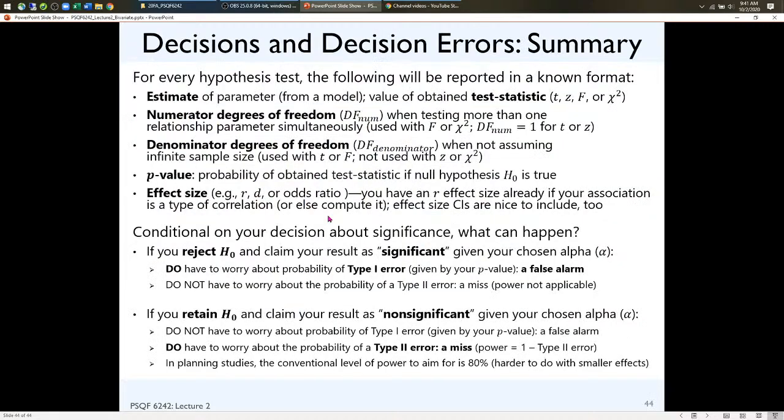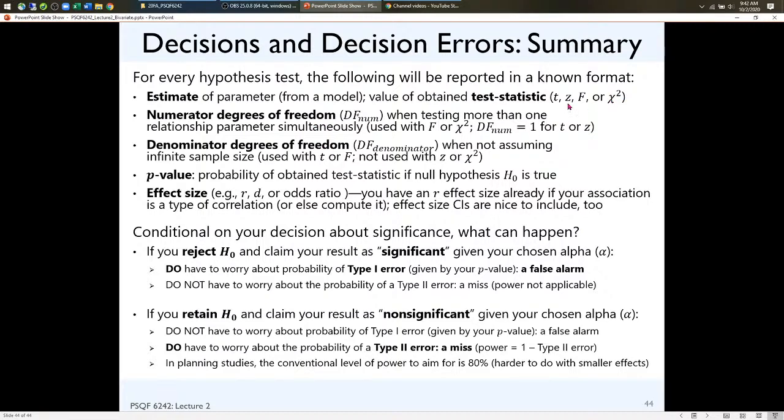So there we go. Wrapping things up in terms of the information that you would want to give your readers about bivariate analyses: if you're conducting bivariate analysis in the context of a model, you would have a parameter estimate. We don't have those yet, but we will soon. You will have the value of the test statistic to report, so our friends T, Z, F, or chi-square, and those may or may not have degrees of freedom that go with them.